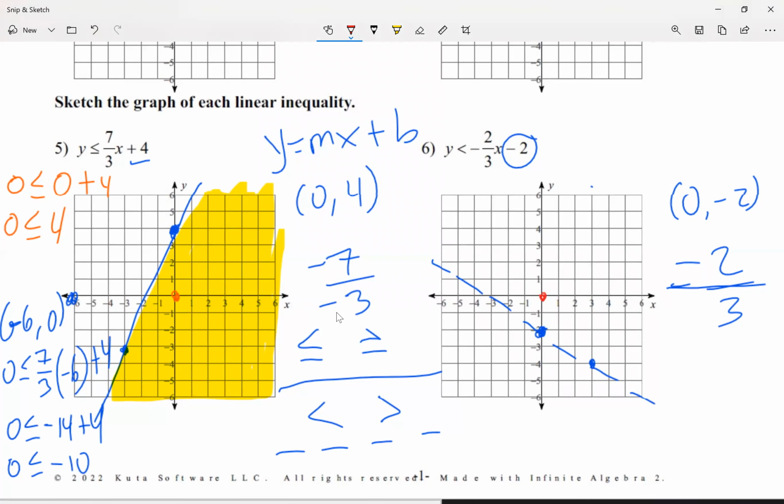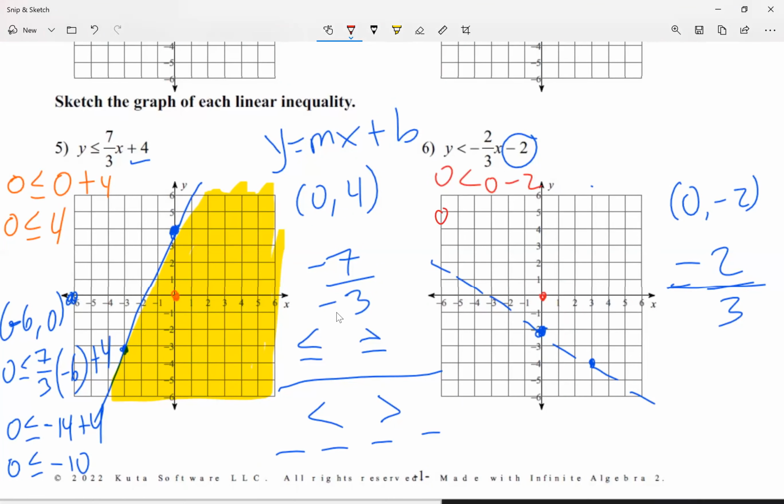So I have that y, or 0, is less than 0 minus 2. So I have that 0 is less than -2. That makes no sense. That's not true. So that side is not correct. So in this case, I'm going to shade this other side.